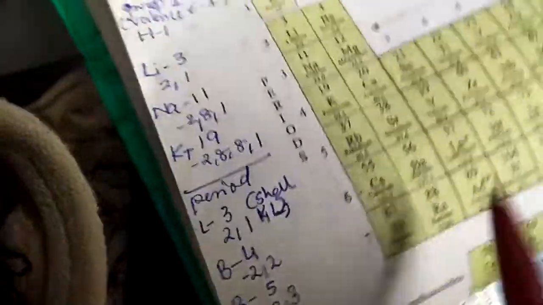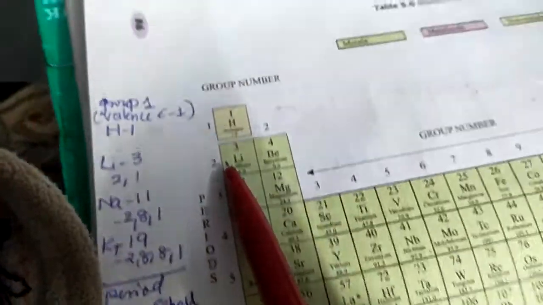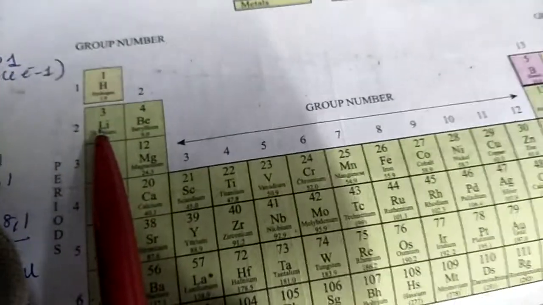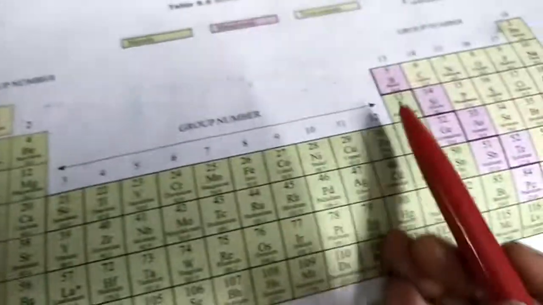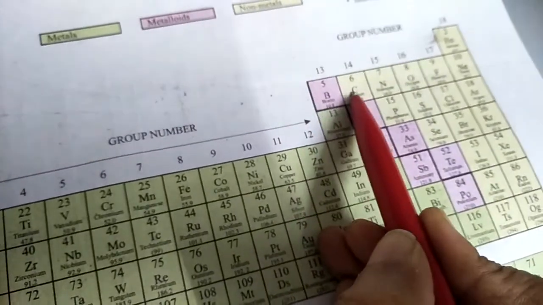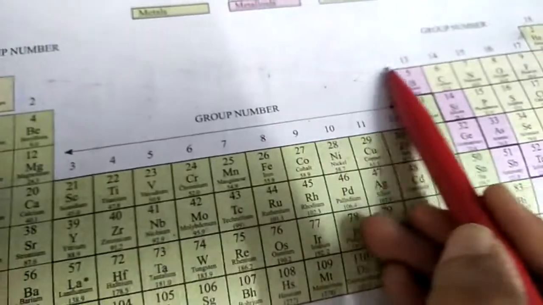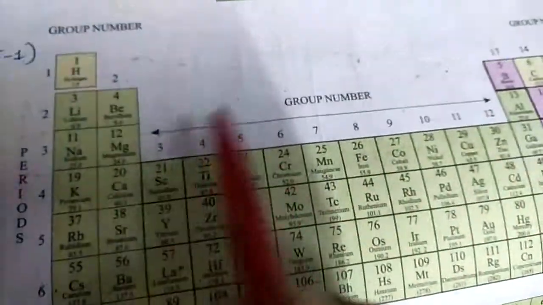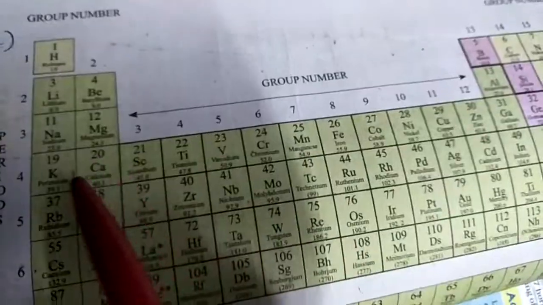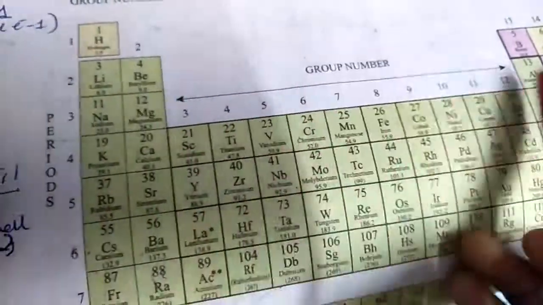Now if we go to the second period, we have Li, Be, boron, carbon, nitrogen, oxygen. So this is your second period. This comes from left to right. This is your third period. This is your fourth period. Okay, that is from left to right.